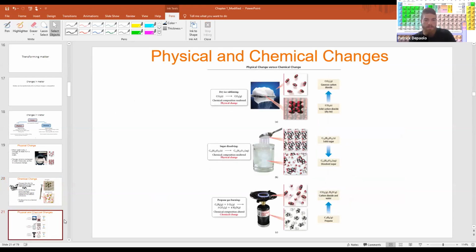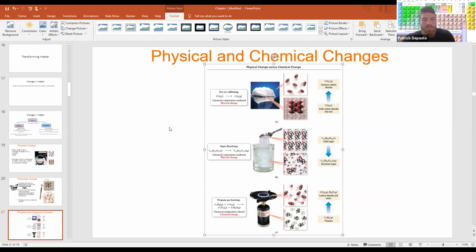Okay, so there are examples of physical and chemical changes. You have dry ice sublimating. Sublimating is a rare physical change where you go directly from solid to gas. Dry ice is a good example. It's solid carbon dioxide. When you expose it to air, it looks like there's gas coming off of it, and that's because there is gas coming off of it. It's sublimating, going directly from solid to gas. And it's fun to play with too.